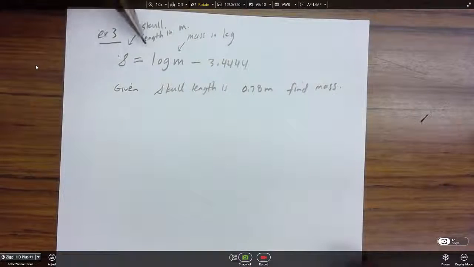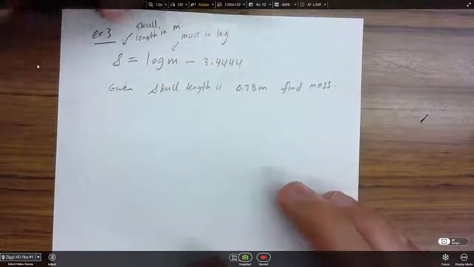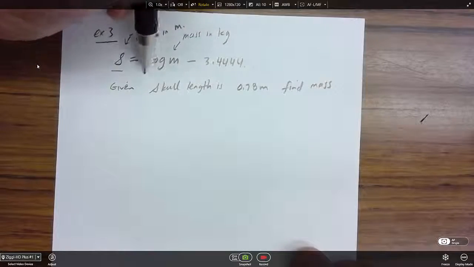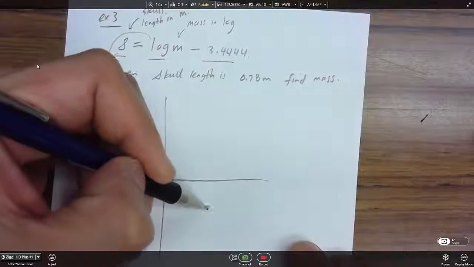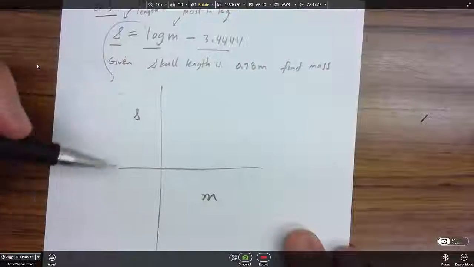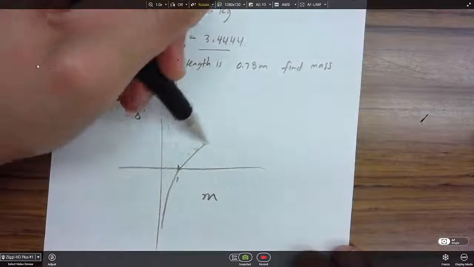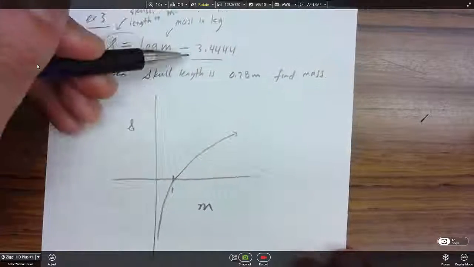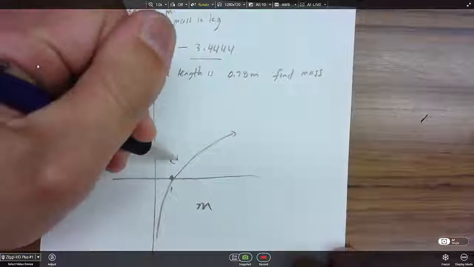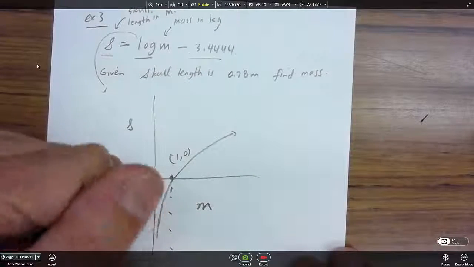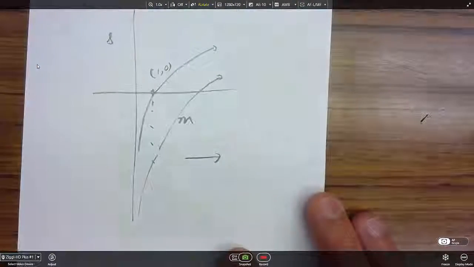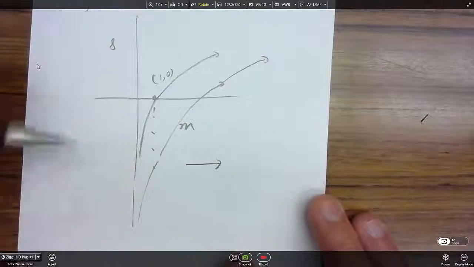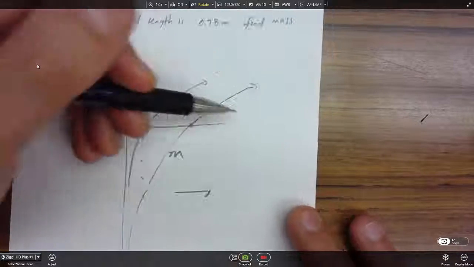Okay, we have this nice skull equation here. We have skull length in meters is equal to log, and we have mass in kilograms. You can think of this as a transformation. What we have here is a logarithm graph. You could think of this as your y variable, and this as your x, m. Log graphs typically cut through the 1 this way. When you shift down by negative 3.44, we have a point here, 1, 0, 1, 2, 3, 4. You can see that the transformation is such that the graph is going to be like this. And what it means is, as the mass of the dinosaur is bigger, the skull size is bigger as well.